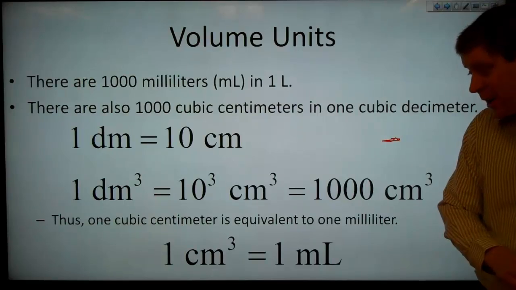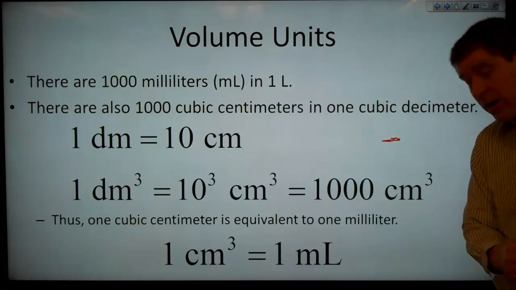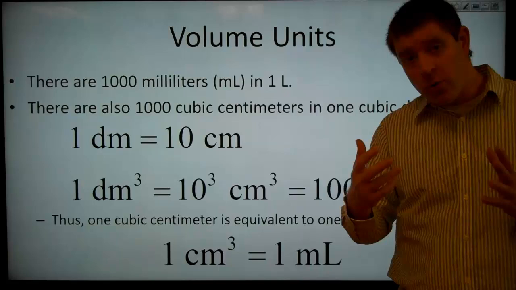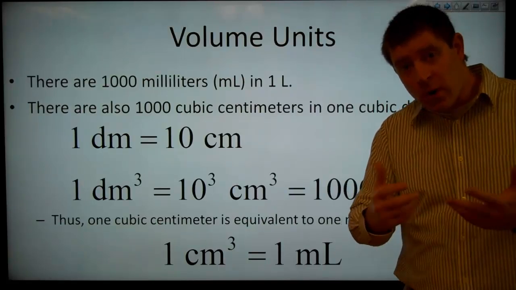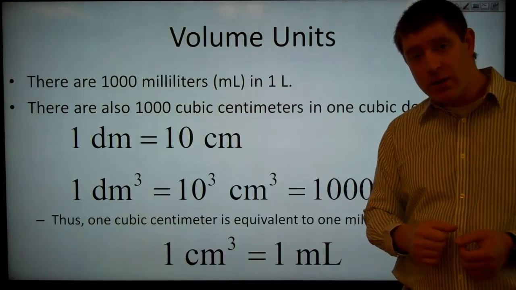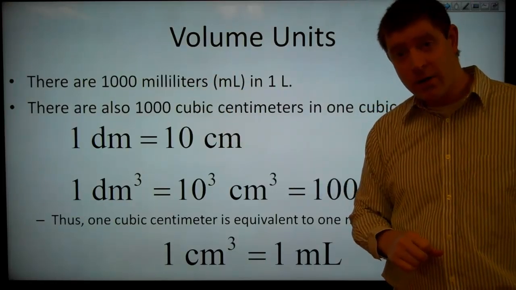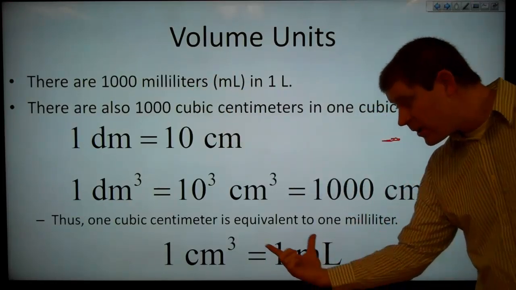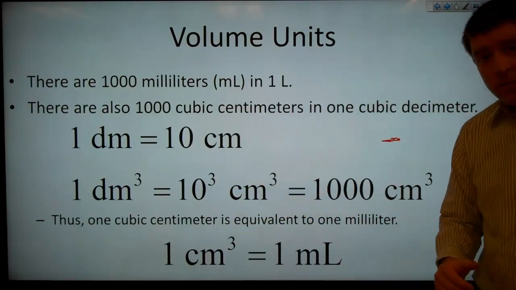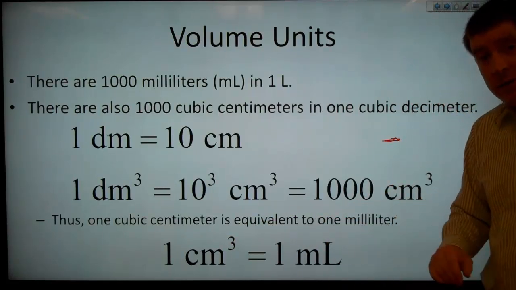So 1 cubic centimeter is equivalent to 1 milliliter, because we need 1,000 cubic centimeters to make up our 1 cubic decimeter cube. Our 1 cubic decimeter cube is 1 liter. If we divide that into 1,000, because we have 1,000 cubic centimeters, that will be the same volume as our milliliter. So 1 milliliter is equal to 1 cubic centimeter. And you should be able to convert from one to the other. All you really have to do in this case is change the unit from cubic centimeter to milliliter.